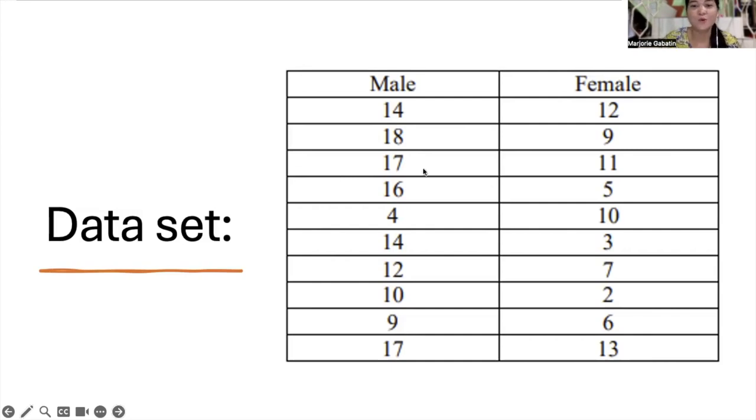For male, I have 14, 18, 17, 16, 4, 14, 12, 10, 9, 17. Okay, these are the scores of male. And these are the scores of female: 12, 9, 11, 5, 10, 3, 7, 2, 6, 13. Now, class, what are we going to do with this? We have to conduct the independent sample t-test.